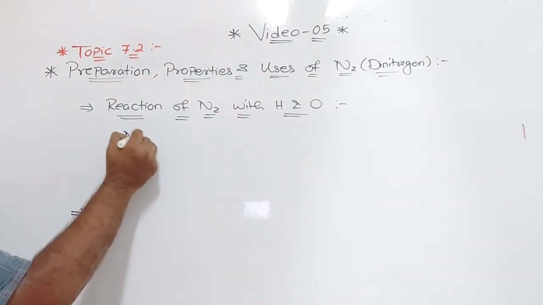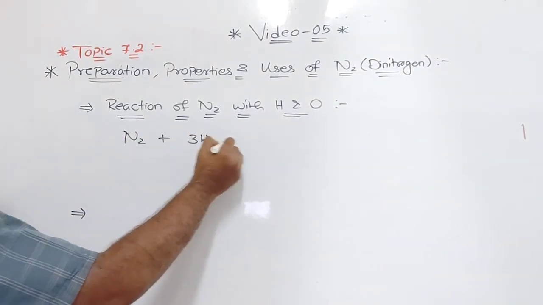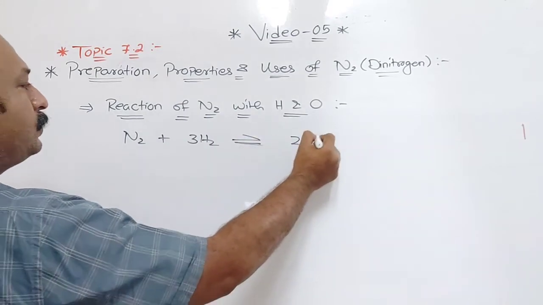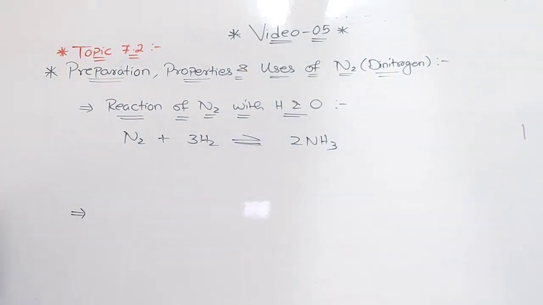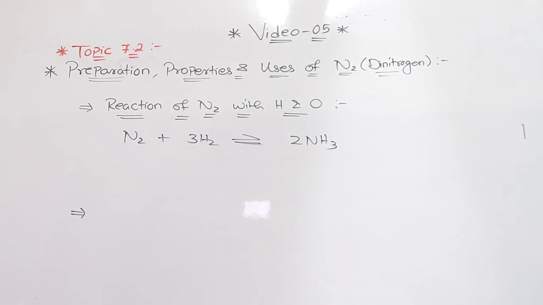So the Haber's process we have seen, if you remember, will give you 2NH3. I think you must have studied about it in lower classes. That is, the reaction of nitrogen with hydrogen gas will give you NH3, ammonia, what we say.